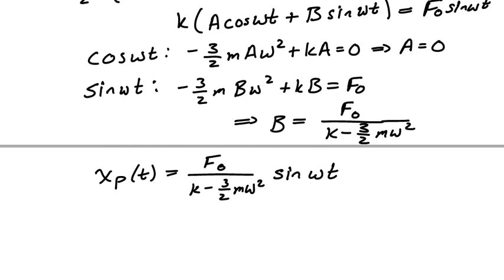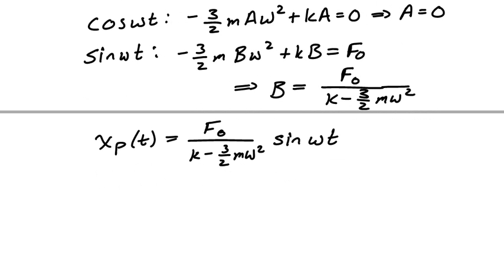Now in this problem we're asked to find the amplitude at a particular value, and so if you want to find that amplitude, which we sometimes write as x sub p as a function of t, you're simply going to pull off here f naught divided by k minus 3/2 m omega squared.